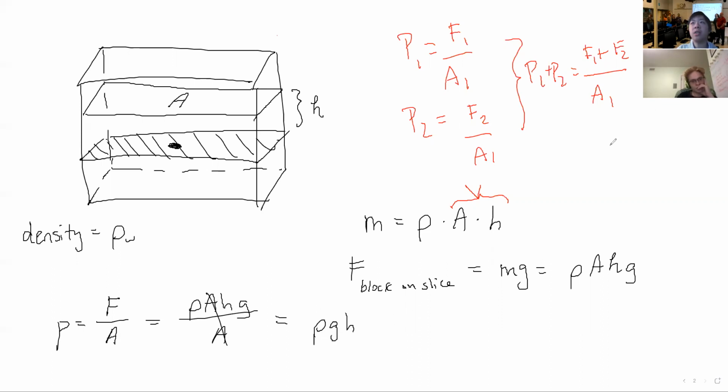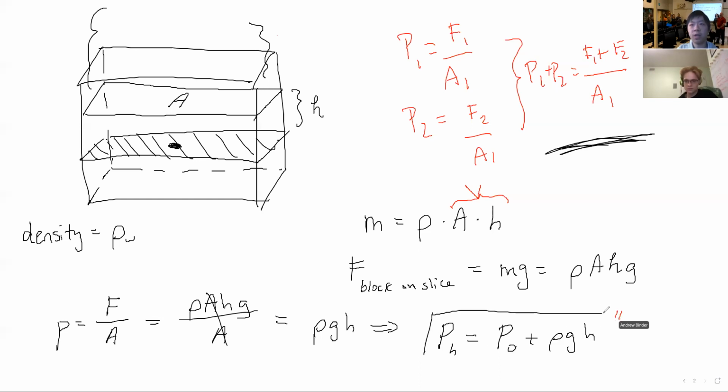But because of this additive thing, we have to add back the pressure from the surface, which is the pressure by everything above the water surface onto the block, which transitively acts on the slice that I drew out here. So we can say that the pressure at some height below the water surface is equal to P naught plus rho g H. This is called gauge pressure, by the way.